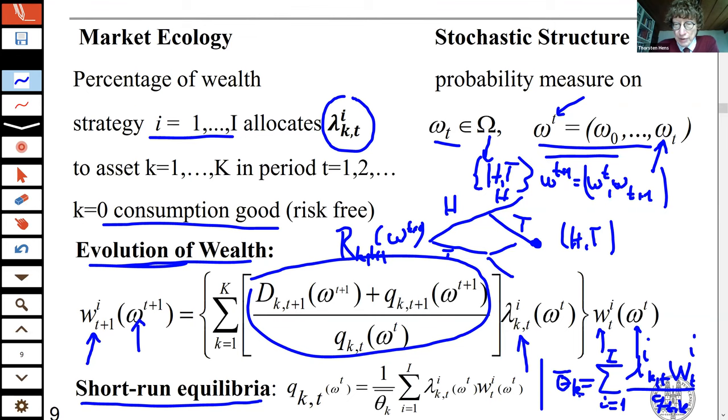So rewriting this equation, demand equals supply, you see it's a pricing equation. So the price, if you multiply with q and you divide by the supply, is something like the average strategy in the market, the average asset allocation. So this then has to be plugged in here in any period t and also t+1.